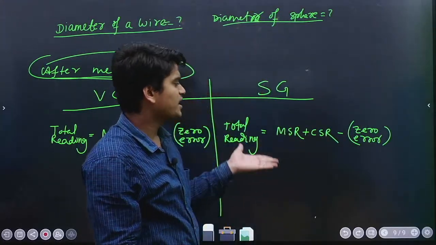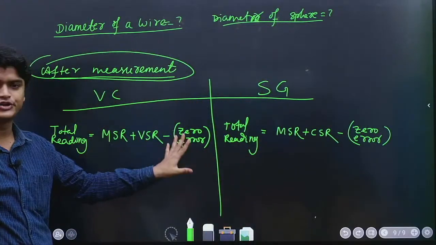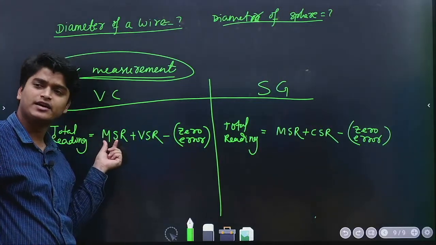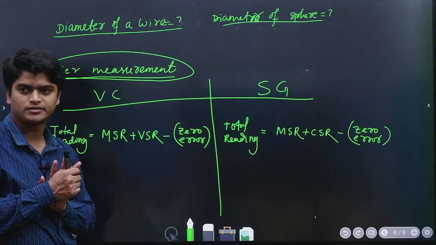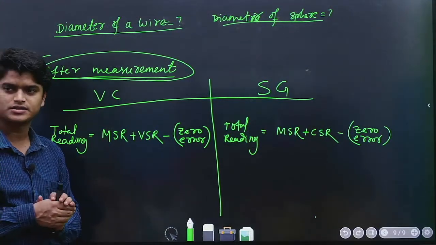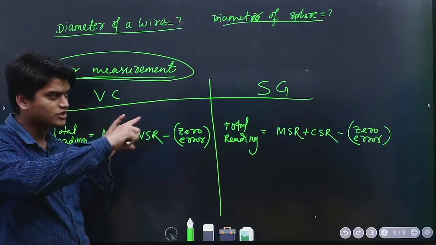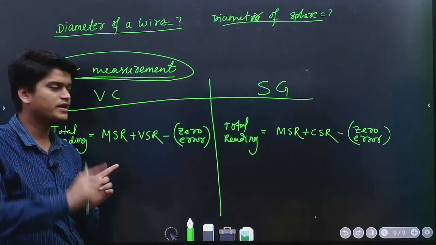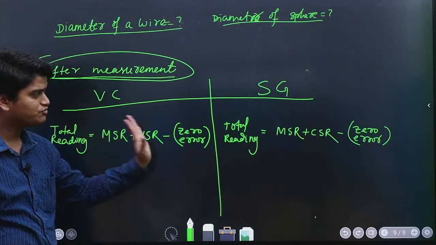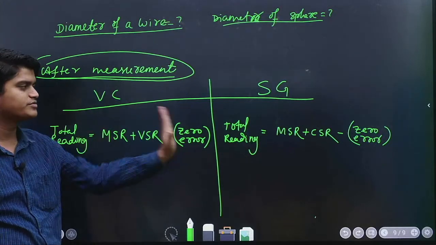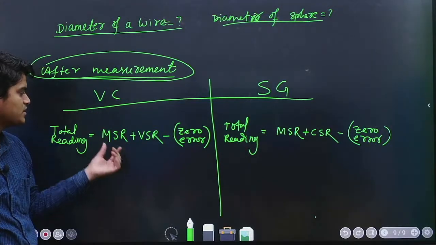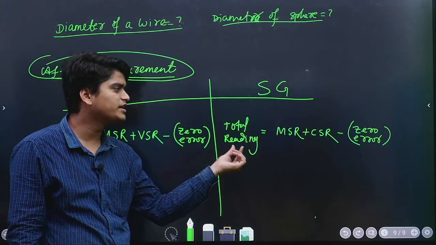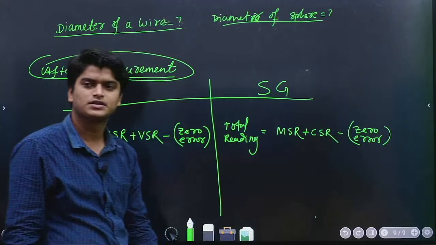In the next class we'll understand how to identify zero error, how to calculate zero error, and how to take a reading from a picture. Mostly in JEE Main they'll give you a total picture of a screw gauge, a spherometer or a vernier caliper, and from there you have to identify the reading. We'll see this next class. Today I am just telling this formula, remember: MSR plus VSR minus zero error; total reading is MSR plus CSR minus zero error.